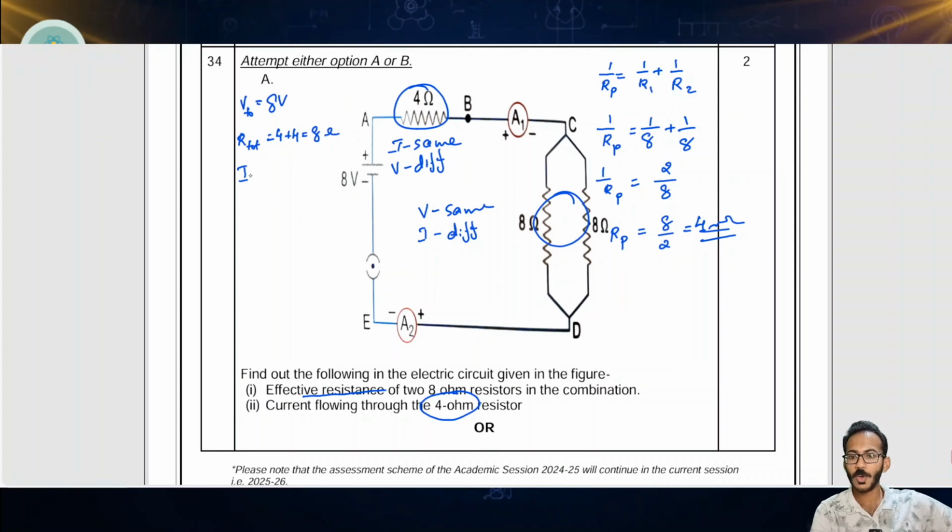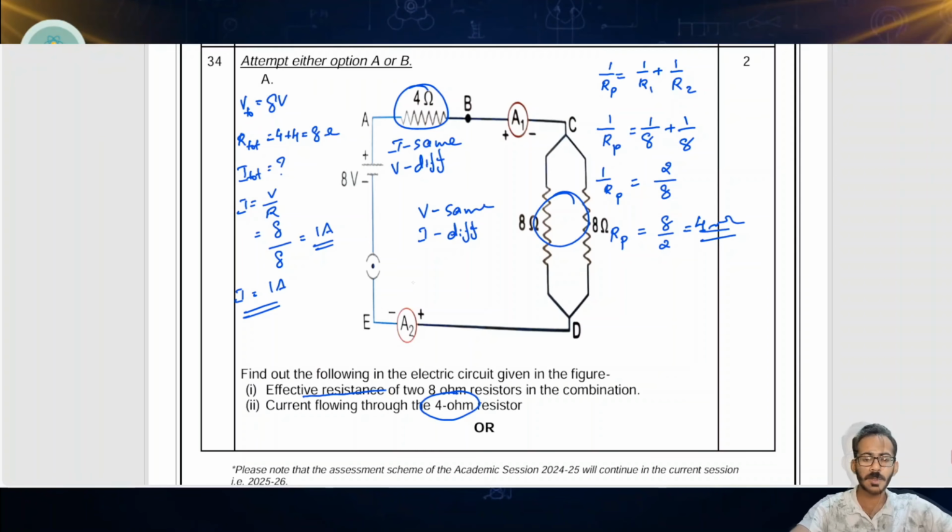Now it's easy for us to find out the current. I total is equal to what? We know I is equal to V by R, from Ohm's law, that is V is equal to IR. V is 8 and R is again 8. 8 by 8, that is 1 ampere. So our current here is 1 ampere. This is the answer. Let's see the OR question also given by them.